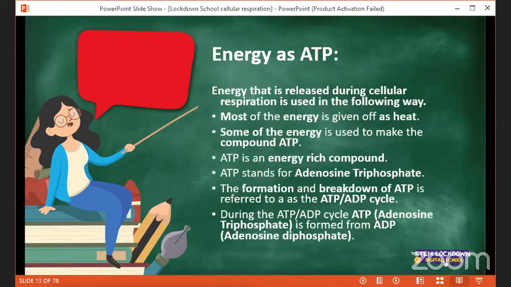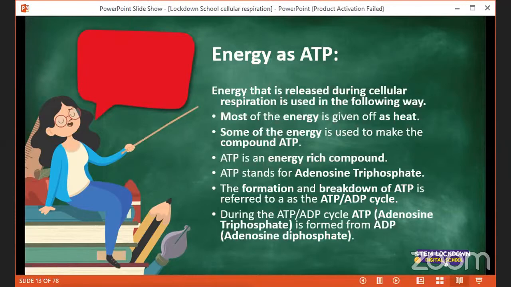Now let us look at energy as ATP. Okay. So what happens here, remember that the body requires a very specific type of energy in order to be able to use it in its various life processes that we have looked at.